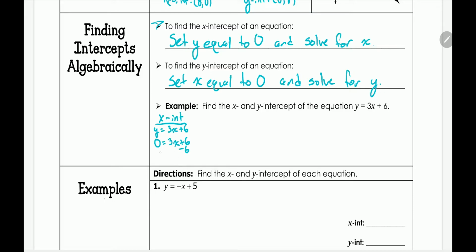And let's solve for x. We're going to subtract 6 from both sides. We have negative 6 is equal to 3x. We're going to divide by 3 on both sides. And we have negative 2 is equal to x. So we can conclude that the point (-2, 0) is our x-intercept.